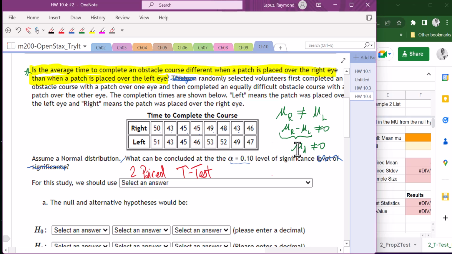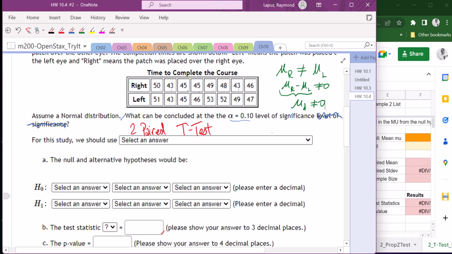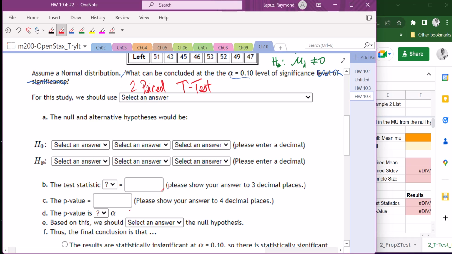Now, since this statement does not contain a condition of equality, we will look at this as the alternative hypothesis. Our symbol for that is H sub A, but sometimes we use a symbol H sub 1. So mu sub D is not equal to 0 will be the alternative hypothesis, which means the null hypothesis will be mu sub D is equal to 0.